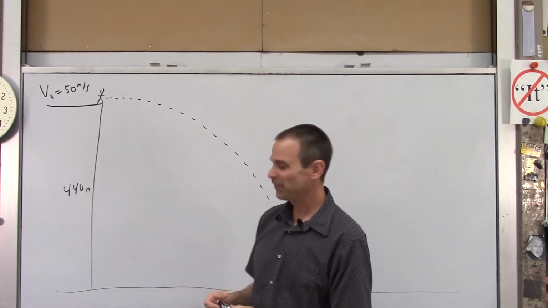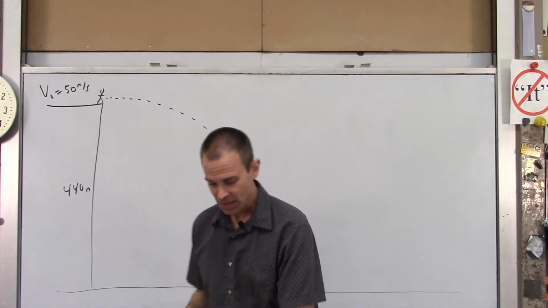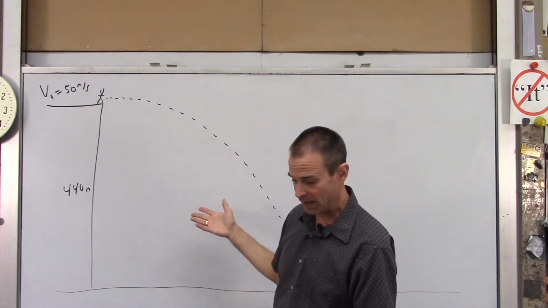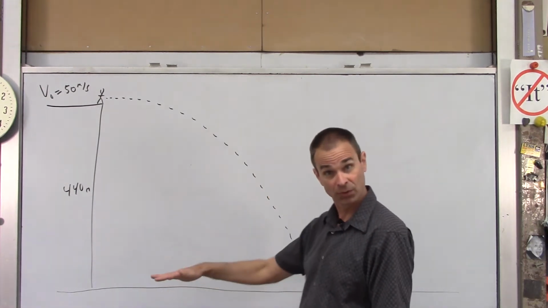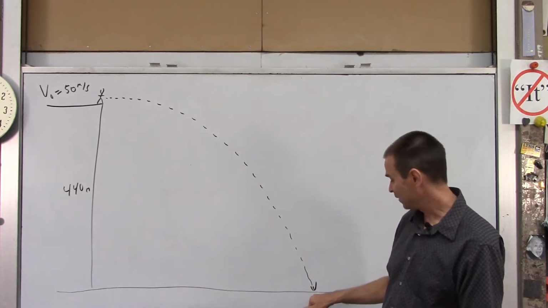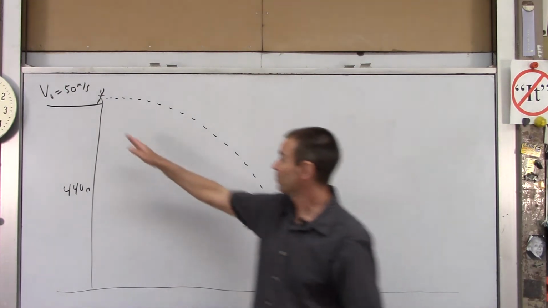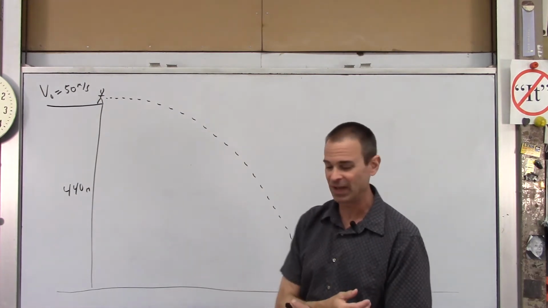And we're going to figure out several things about the path of the textbook. First of all, we're going to figure out how long it's in the air. We're going to figure out where it lands along the ground, so that's delta x, a horizontal distance. We're going to figure out its impact velocity, how fast and in what direction it's going when it strikes the ground. Hopefully you know it's more than 50 meters per second because it starts off at that speed and it's going to speed up as it goes down.